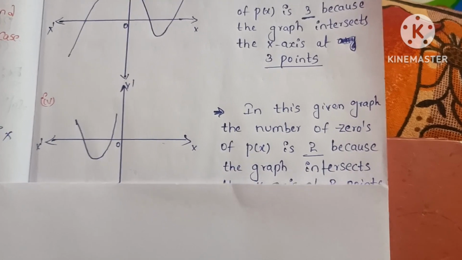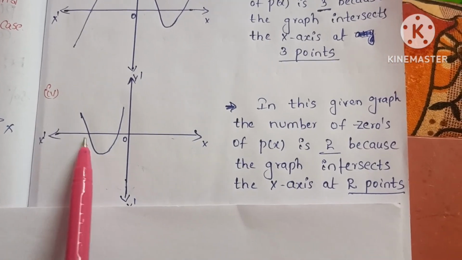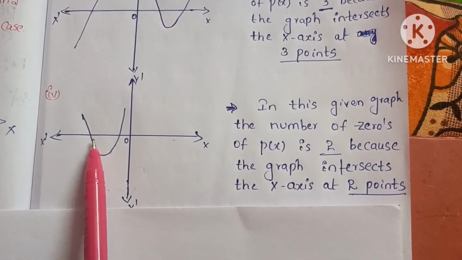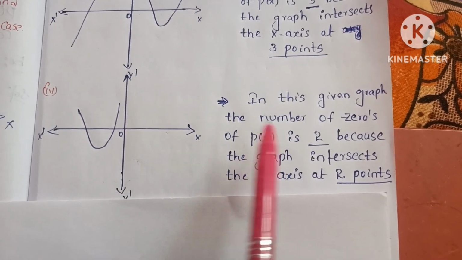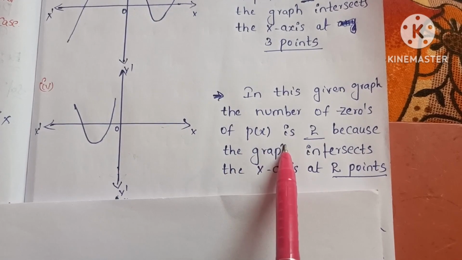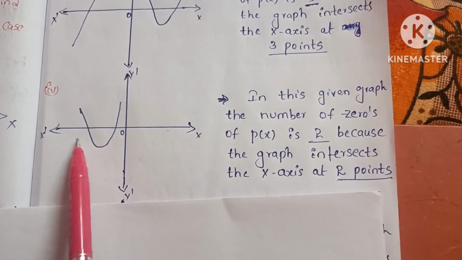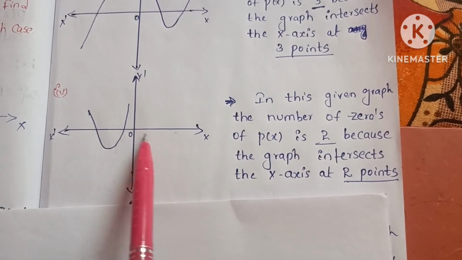Next, the fourth one. In this graph, how many zeros are there in p of x? 2 zeros. Here and here. So the number of zeros of p of x is 2, because the graph intersects the x-axis at 2 points.